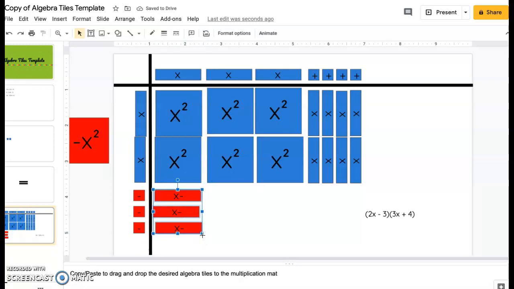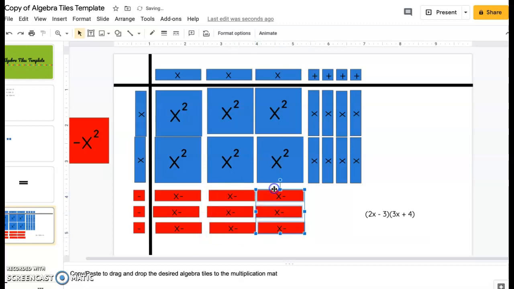Then copy. And there we go. Now, since it's going to be next to negative numbers, the ones are going to be negative. So now we will make that happen.